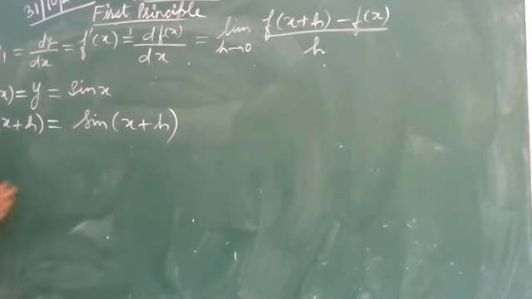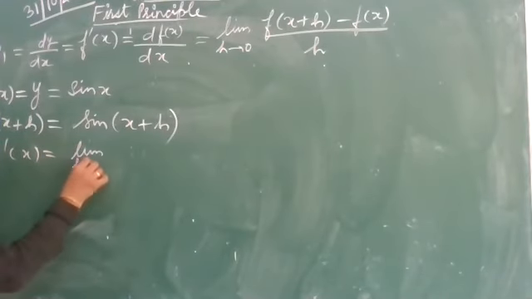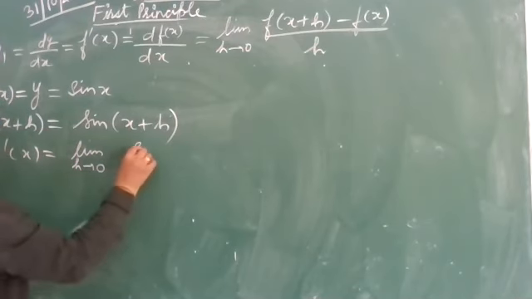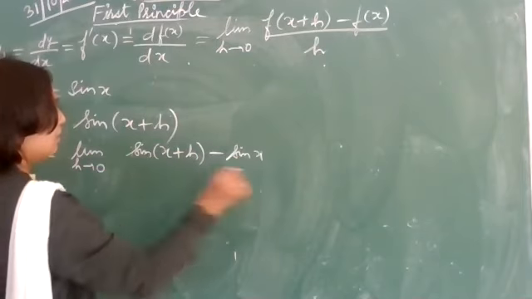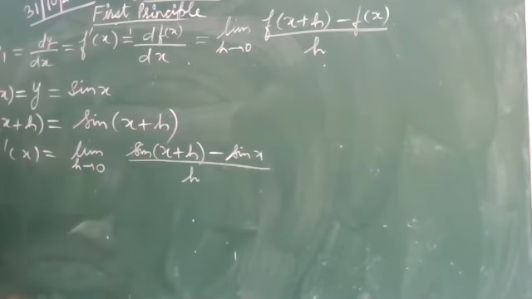Now you just have to put the values. f'(x) equal to limit h tends to 0 of sin(x + h) minus sin x upon h. Now, we all have studied in limits that we apply the limit whenever the function is in its most simplified form. Is it in its most simplified form? No. So what will we do to simplify this? Indeterminate आ रही है अभी तो ये. What will we do to simplify this?